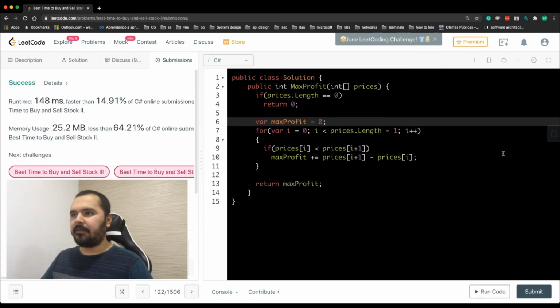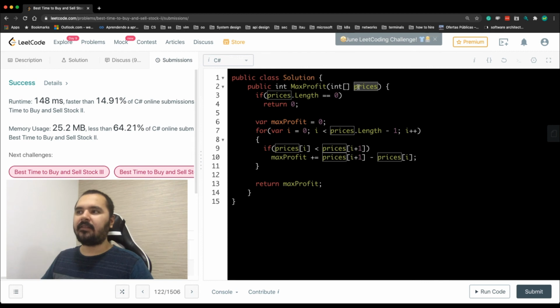And that's it. So time complexity here is big O of n, where n is the length of the prices array. And memory complexity here is constant because it doesn't matter how big prices get, we always allocate the same amount of memory.